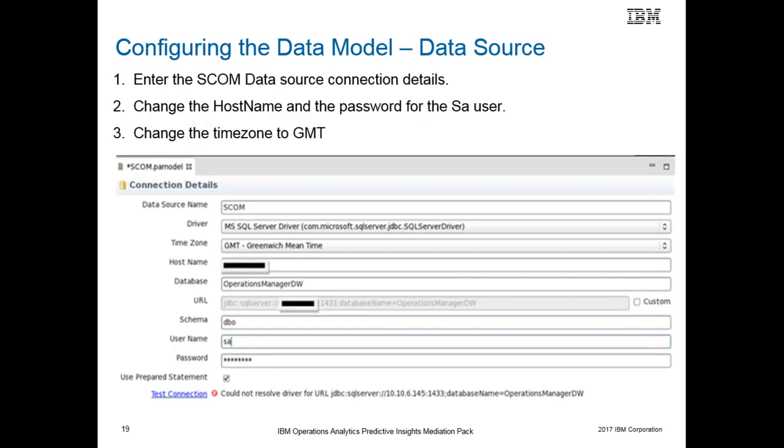We will now discuss how to configure the data source. You configure the data source by entering the data source connection details such as host name, the database name and the database user and password. Click on the Test Connect to check if the database connection is successful.